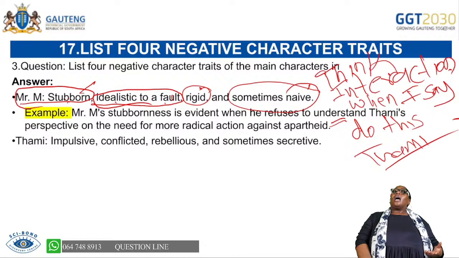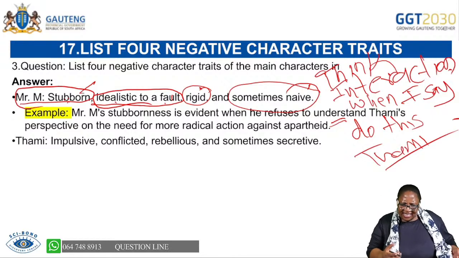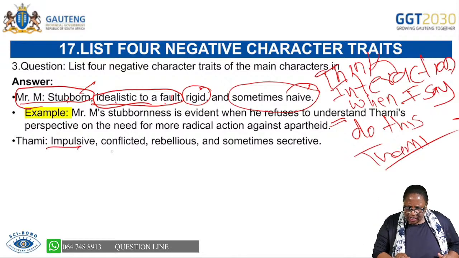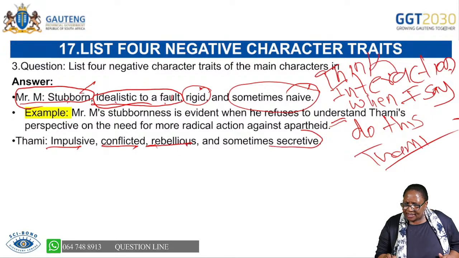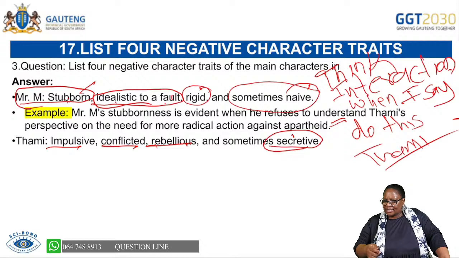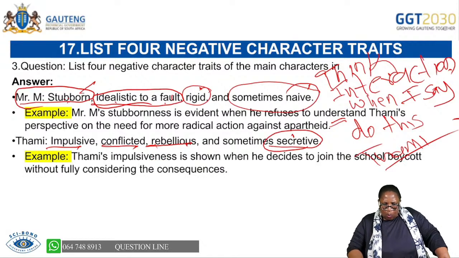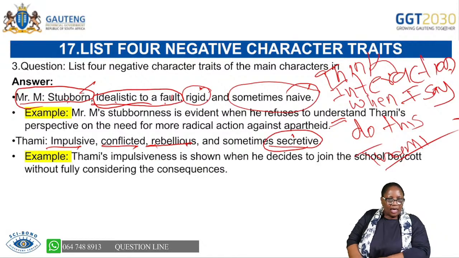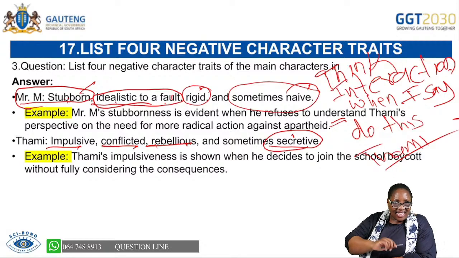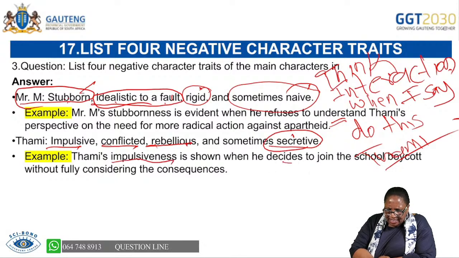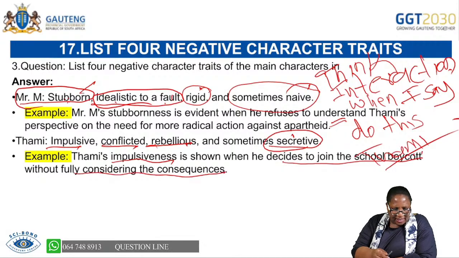Right? How about Tammy? Tammy is impulsive, and that's a negative. Conflicted. He's also rebellious and sometimes secretive. We know that he is secretive in the book when he doesn't tell what he is up to. We also know that he is impulsive. He decides to join the school boycott without fully considering the consequences.